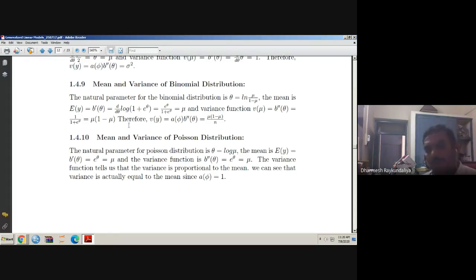So similarly, if you know the form of b theta, you just have to take the first derivative with respect to theta, and you get the mean of the response y. Similarly, if you take the second derivative of b theta with respect to theta, it gives the variance function. It is not giving the variance, it is giving the variance function. But if you wish to find the variance of y, then it is a phi into the variance function, or a phi into b double dash theta. In our case, a phi is equal to 1 by n, so the variance of y is equal to mu into 1 minus mu by n. Is that okay?